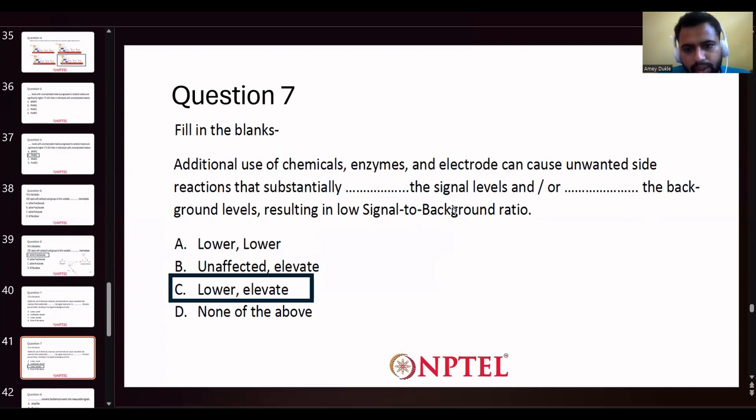It will lower the signal levels of what we want to see, but it will lead to an increase in the background level.